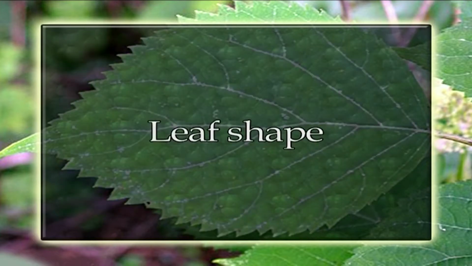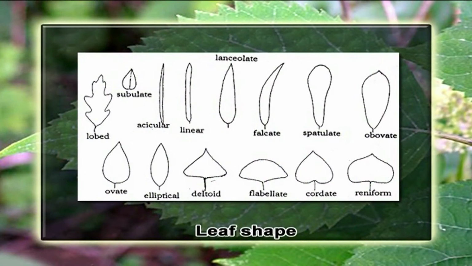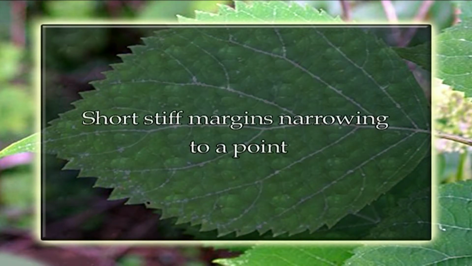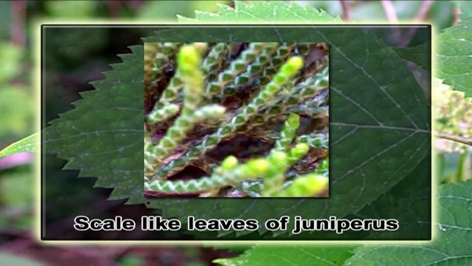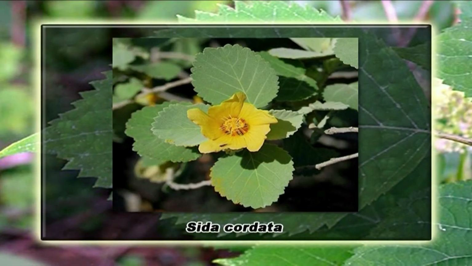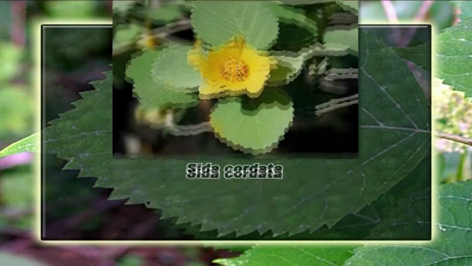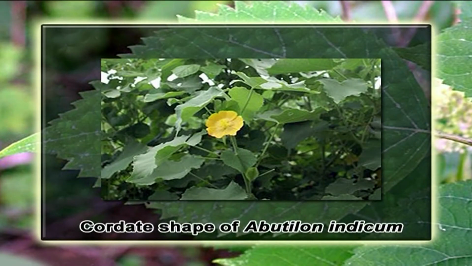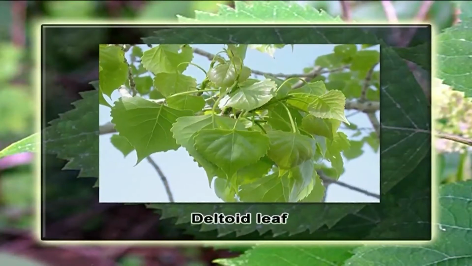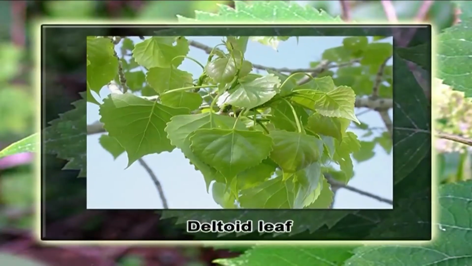Now leaf shape. On the basis of shape of lamina, leaves are of many types, like awl shaped, that's tapering to a slender stiff point, short stiff margins narrowing to a point, as in single seed juniper. Cordate, that's heart shaped with a sinus and rounded lobes at the base and ovate in general outline. For example, Cedrela cordata, Abutilon indicum, etc.